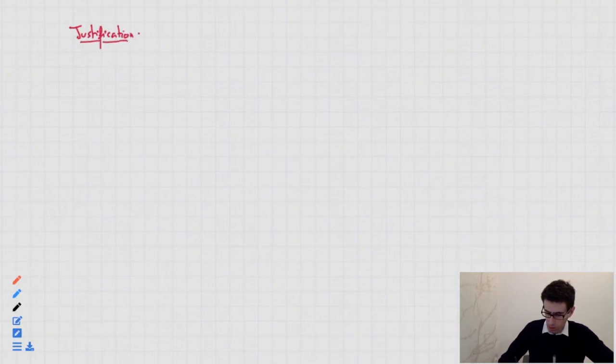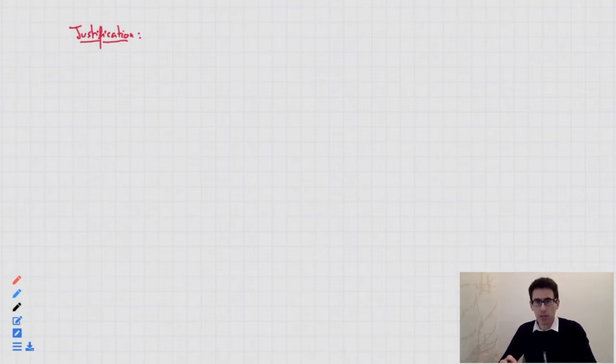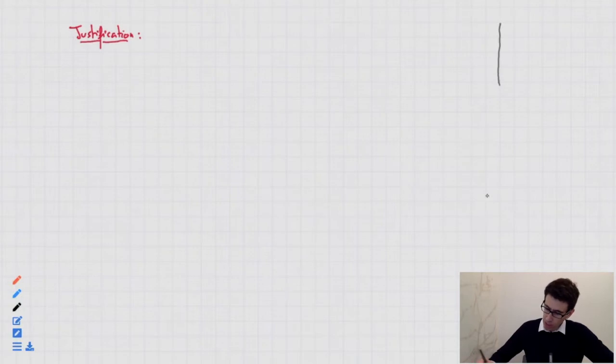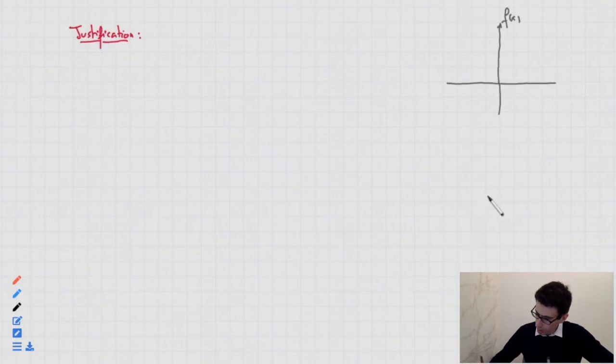Justification. Okay, so our goal here is to come up with a heuristic explanation for why the Newton-Raphson method has the form that it has in the previous slide. So the first thing that we're going to do is say, okay, I have a function f, so let me try to illustrate things here. So f of x as a function of x.